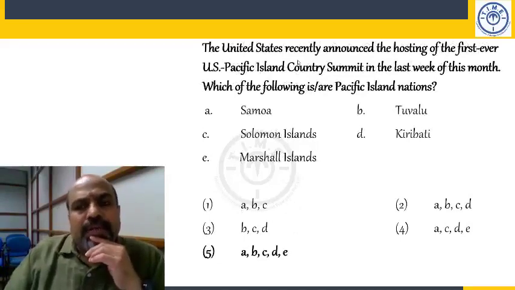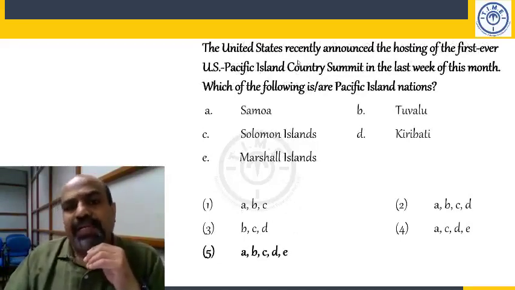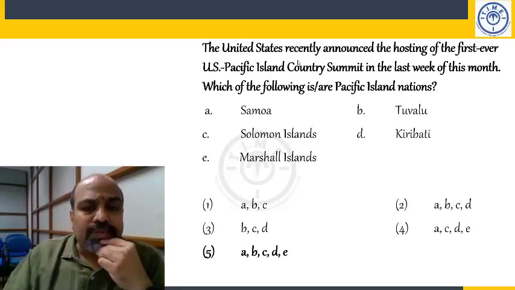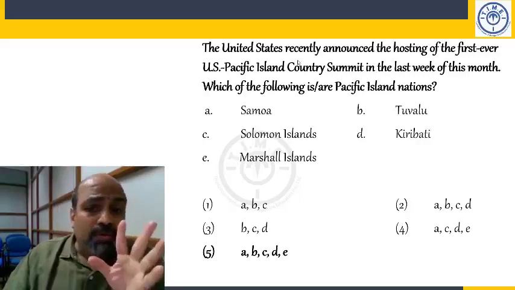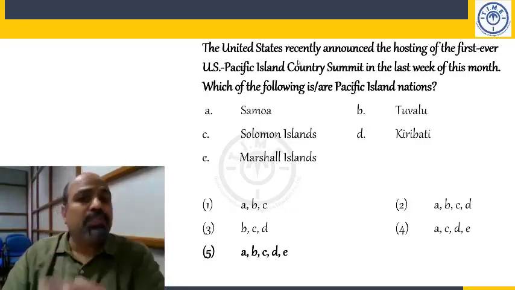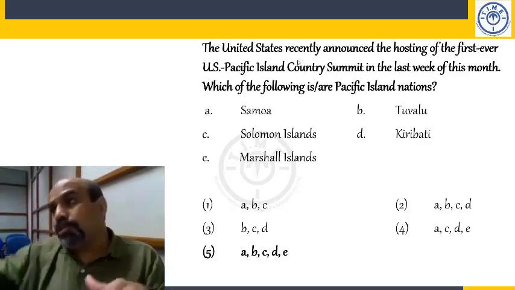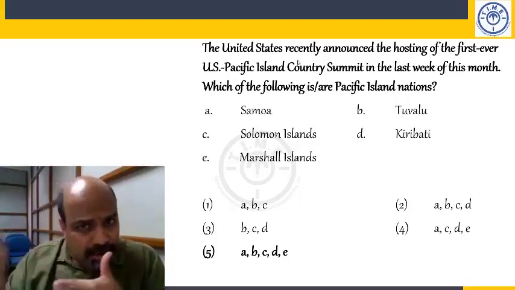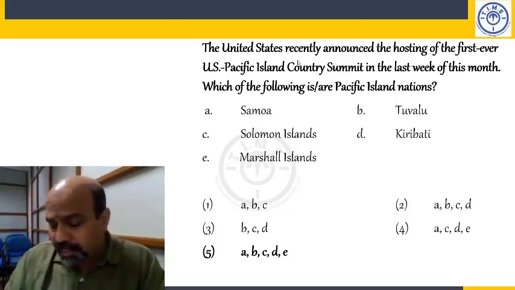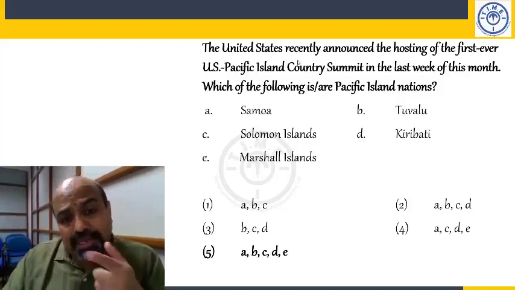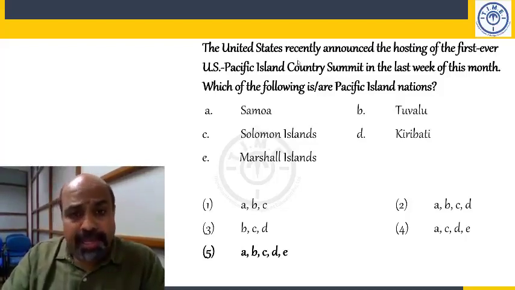The United States recently announced the hosting of the first ever US Pacific Island Countries Summit in the last week of this month. All of them are Pacific Islands. Later in this class, there is a full map of the Oceania region. Oceania is Australia, New Zealand, and all those tiny islands. I'm going to introduce you to those countries a little later. Some of these countries I can write here. Please write the capitals. Choice A, Apia, A-P-I-A.